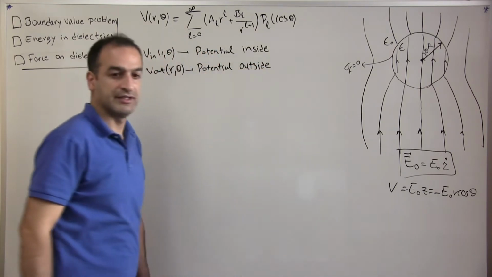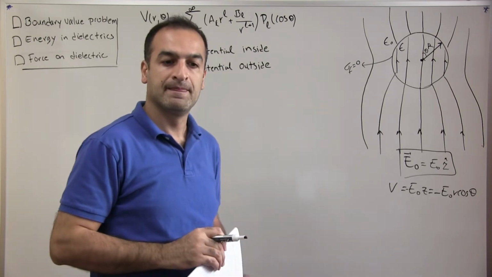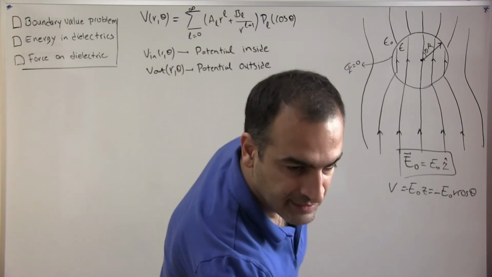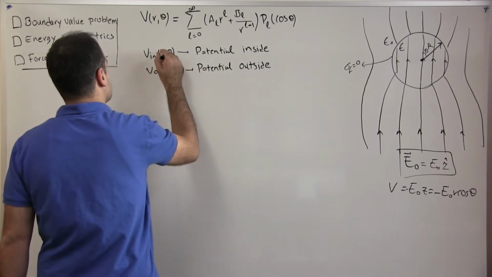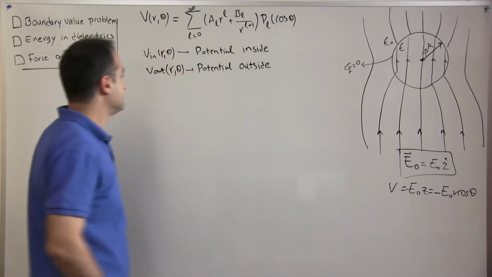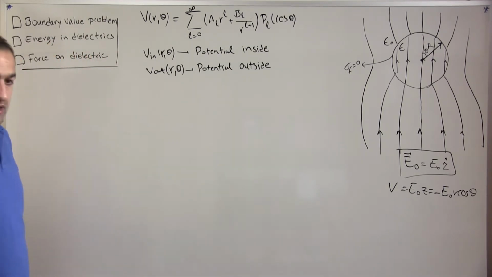outside the dielectric. Professor, for both potentials, what's the first symbol? V in, the first symbol is r. Oh, okay. Thank you. They are functions of r and theta.